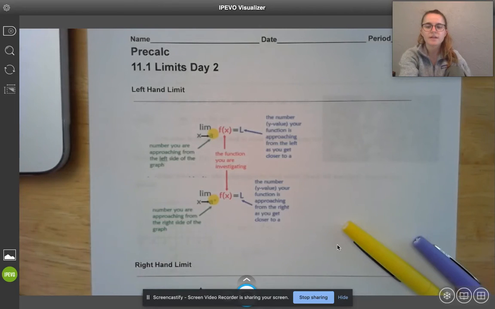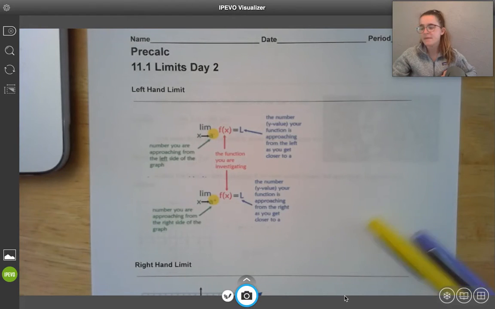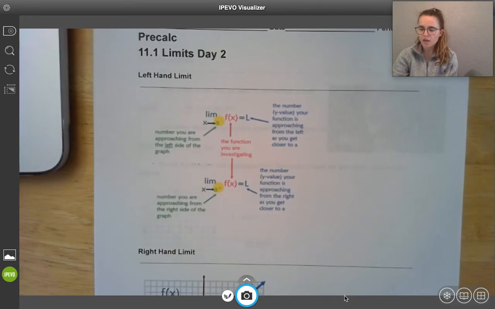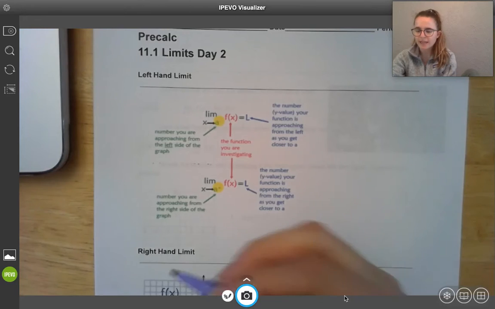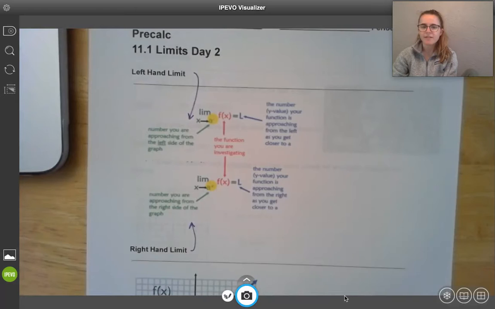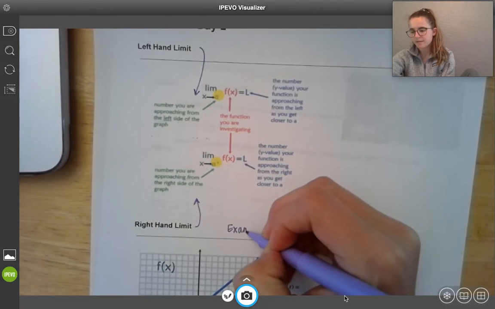Hey y'all, we're starting two-sided limits today. No surprise here, but I've mislabeled your notes. It says left-hand limit and right-hand limit. We'll just leave it the way it is, but this is our right-hand limit and this is our left-hand limit. They're not like different notes. These are just examples down here.